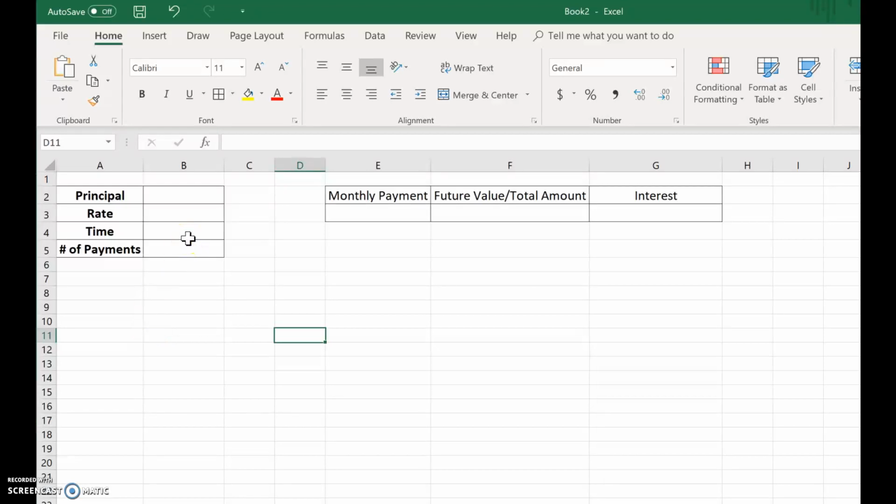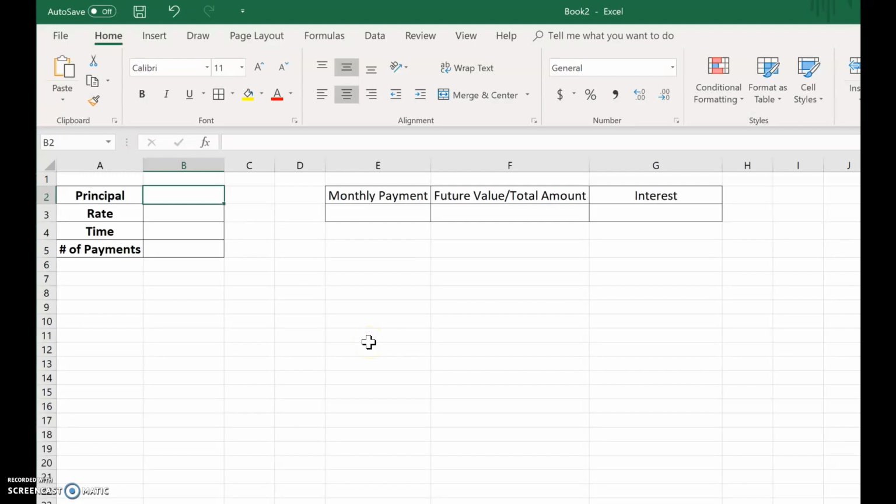Okay, so I just want to go over how to calculate an installment loan in Excel. Mainly what we want to calculate here is the monthly payment, the future value, which is also the total amount that includes the principal and interest, as well as just how much the interest is. So let's do an example here.